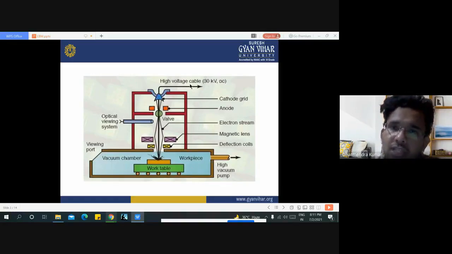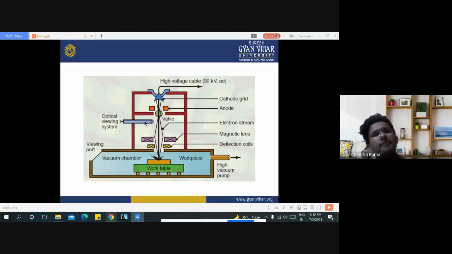Now here a high voltage cable is attached at the top of this machine. Approximately this many kilovolts of DC power we are supplying to the electron beam machine. Here the cathode grid is associated, then the anode. The optical viewing system is placed between the vacuum chamber and the upper part of this setup.